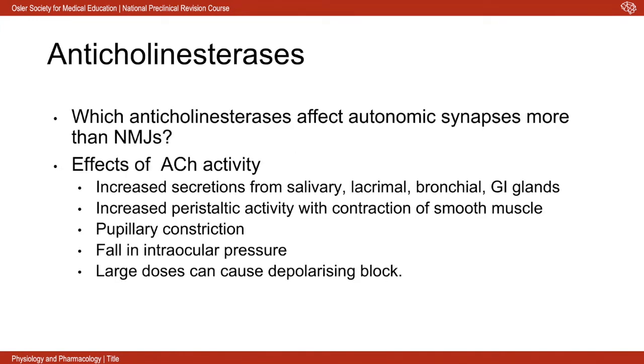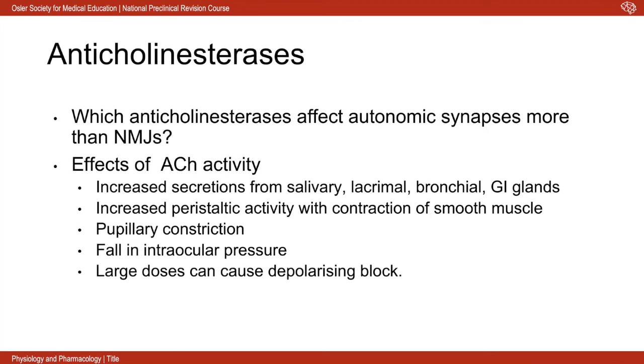So now on to anticholinesterases. Firstly, acetylcholinesterases act on autonomic synapses as they do in the neuromuscular junction, and so when they're inhibited by anticholinesterases, there will be an effect in both the autonomic synapses as well as at the neuromuscular junction.